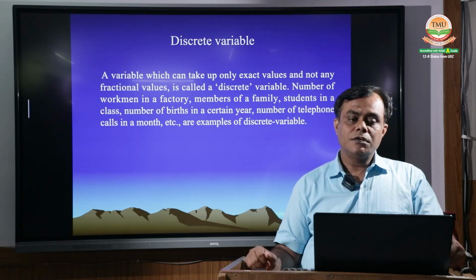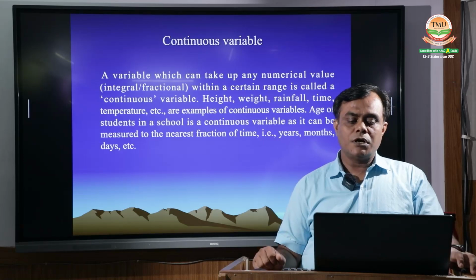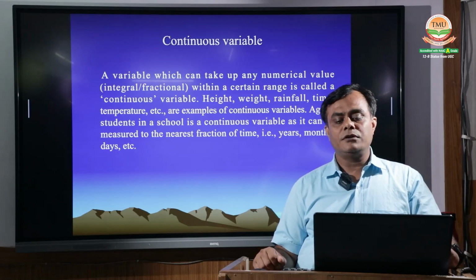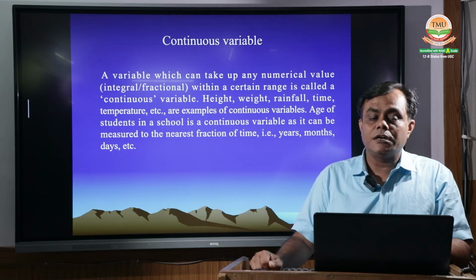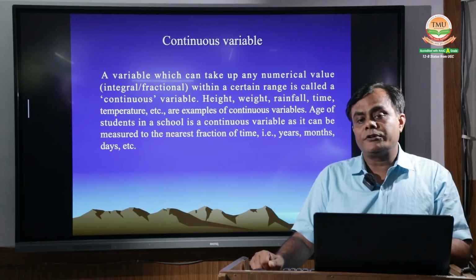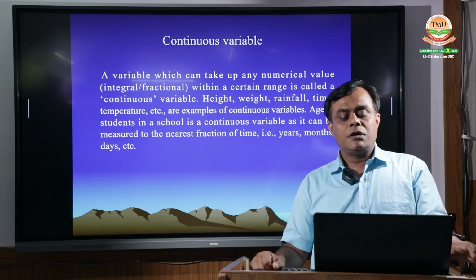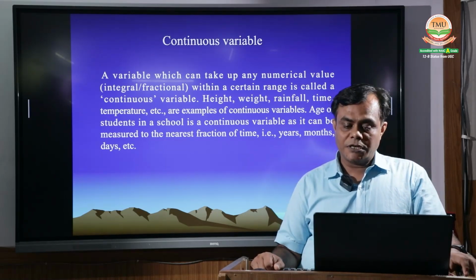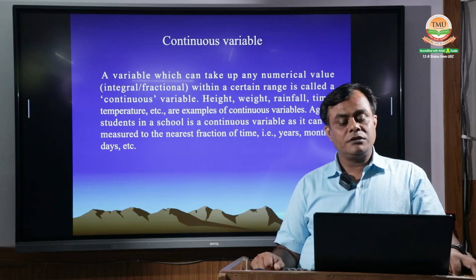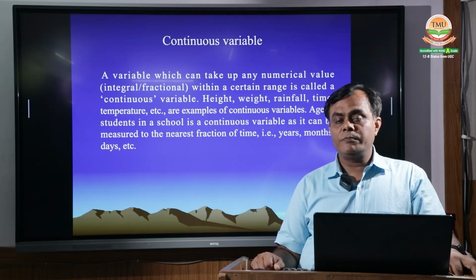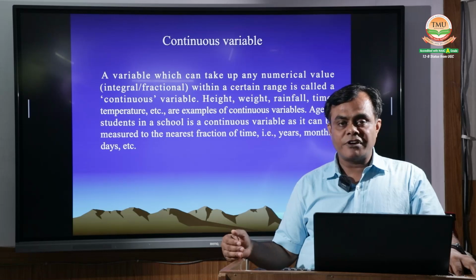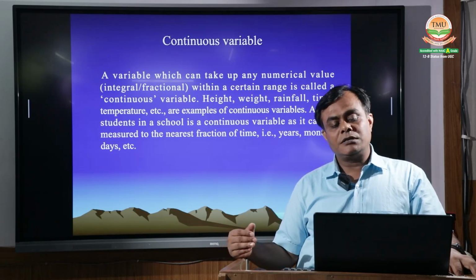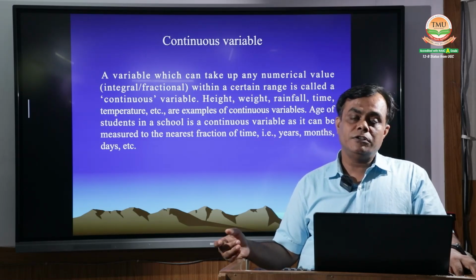The next type is the continuous variable. A continuous variable can take any numerical value within a certain range. Height, weight, rainfall, time, and temperature are examples of continuous variables. The age of a student in a school is a continuous variable because we can use fractions, in years, months, or days. We can use a decimal or fraction in this type of variable, and that type is known as a continuous variable.